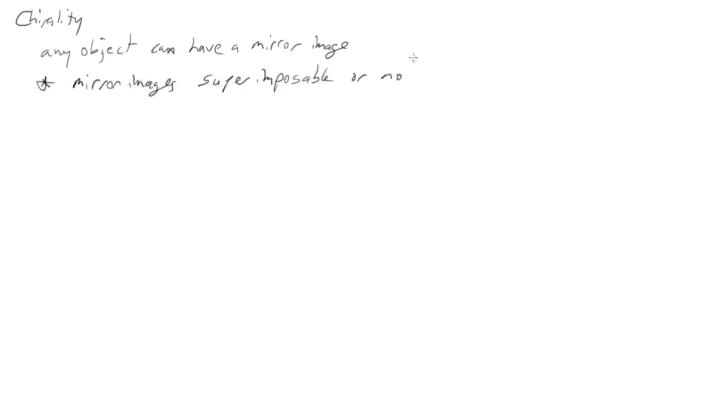Now I'll continue to introduce new topics for this chapter until we can put them all together. So the next really important topic is chirality. And the idea of chirality has to do with mirror images. So any object can have a mirror image. What's interesting in chemistry is whether or not the mirror images are superimposable. If they're superimposable, that means that they're identical. They're the exact same thing. If they're not superimposable, that means they're not identical. Somehow these two objects are different.